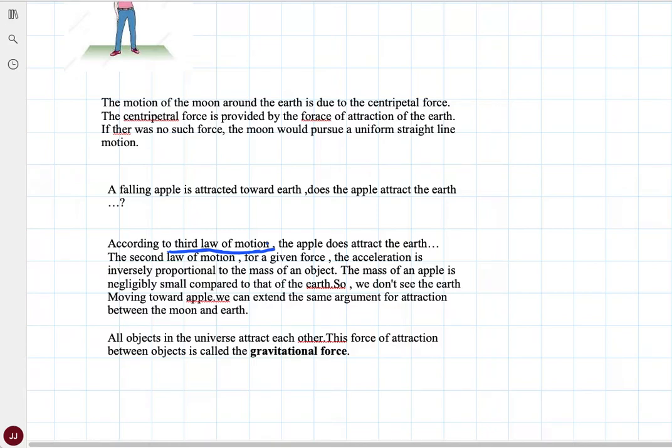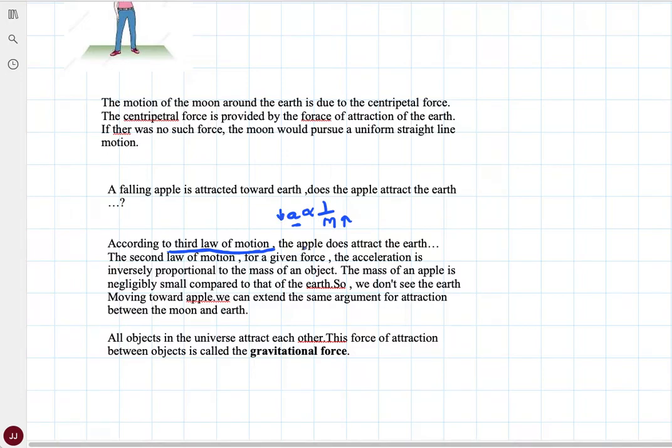Why can we not see the Earth moving towards the apple? It is given by the explanation of the second law of motion. For a given force, the acceleration is inversely proportional to the mass of an object. So what we are concluding is acceleration is inversely proportional to the mass of the object. If mass increases, acceleration will be very, very less. It will go down if this increases.